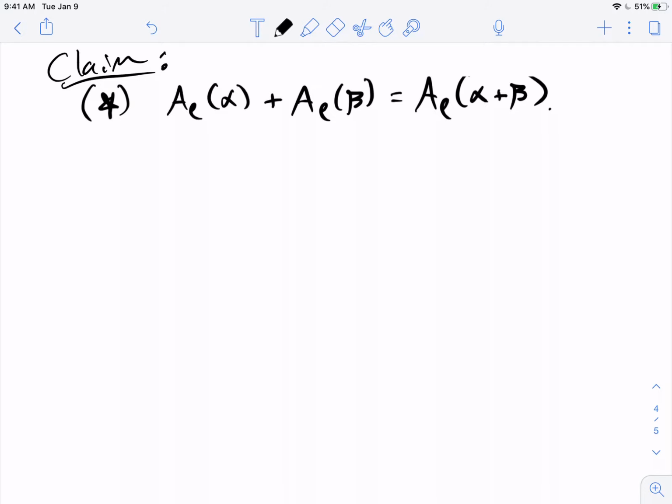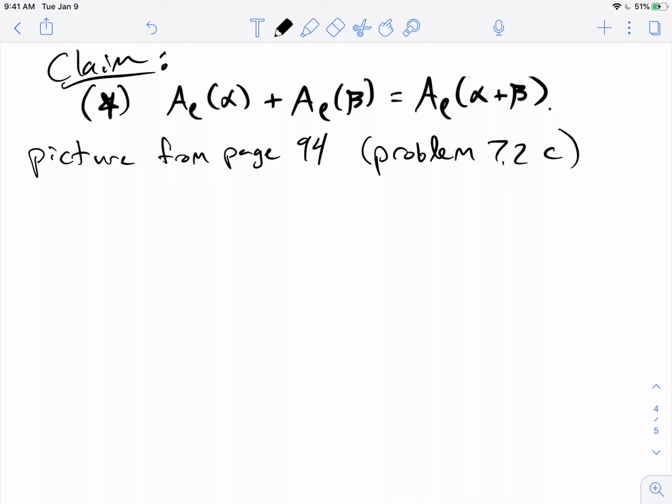All right, so what we have left to do is prove this claim, and then we'll be done with our calculation of the area of a 2/3 ideal triangle. And what I'm going to do is draw the picture from the book, which in my copy is on page 94. And really, the exercise we're doing right now is problem 7.2c, if you want to follow along in the book.